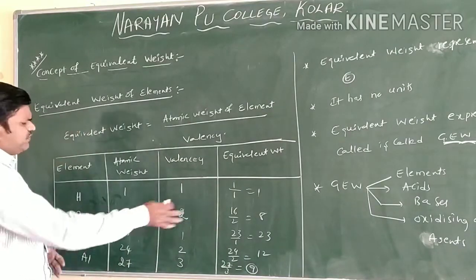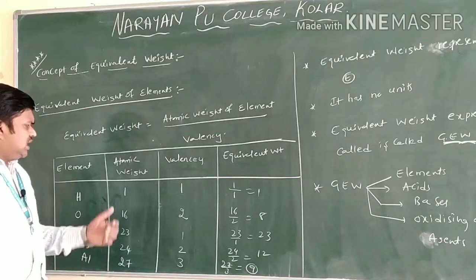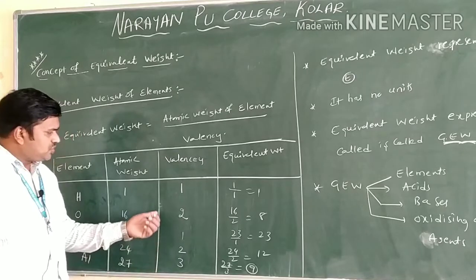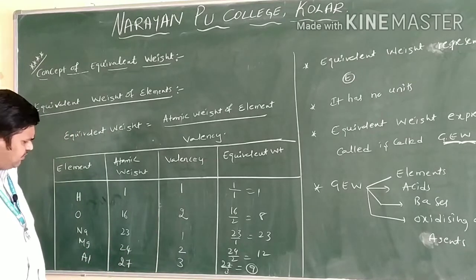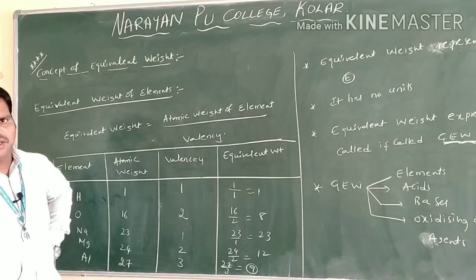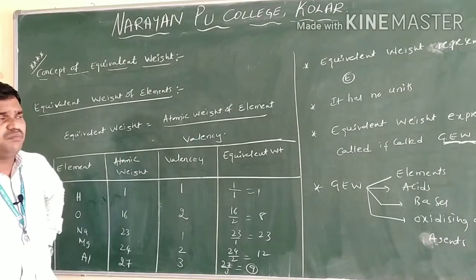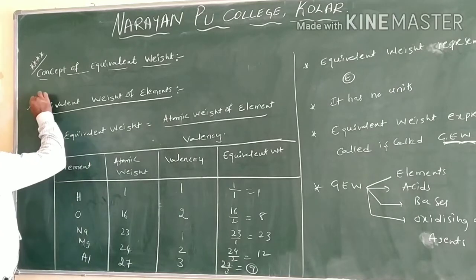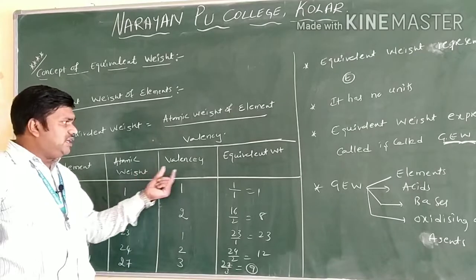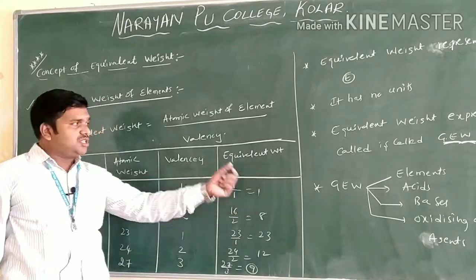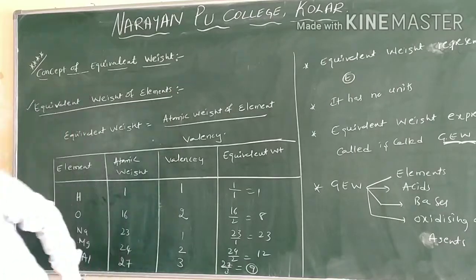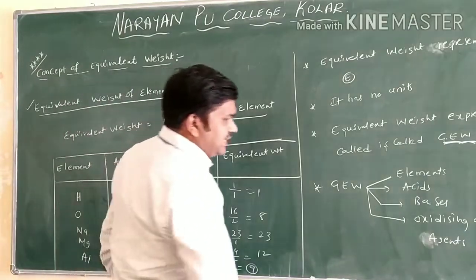You can take different elements. If you take carbon, the atomic weight is 12 and valency is 4, so you get the equivalent weight as 3. Like that you can do different types of examples. This is related to the equivalent weight of elements only. Simply we have to know the atomic weight and valency, and you will get the equivalent weight. The formula is atomic weight of the element divided by its valency. Okay, next we have.